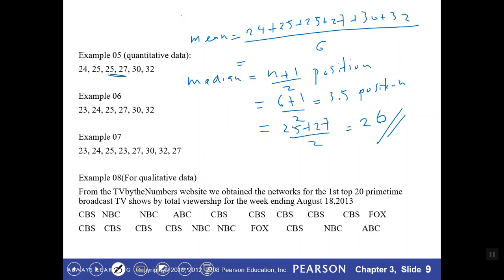And okay, so how do we find the mode? Mode is the highest frequency value. So you can see 24 once, but 25 twice. So mode goes to 25. So this is how we find the central tendency measurements: mean, median and mode. Likewise, you can continue with examples 6, 7 and 8 as well.